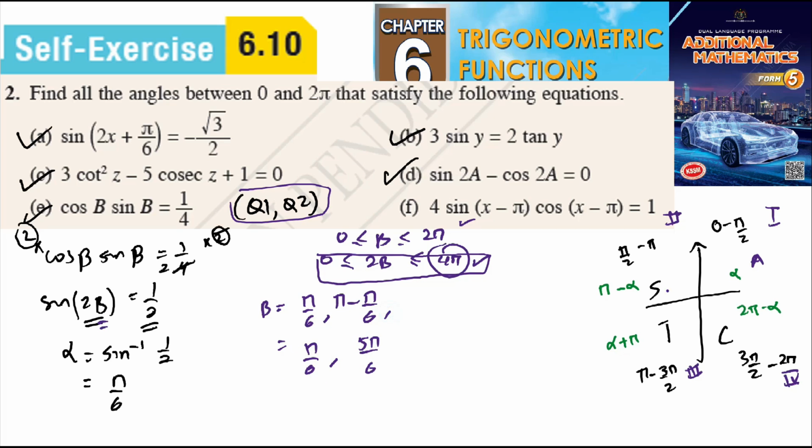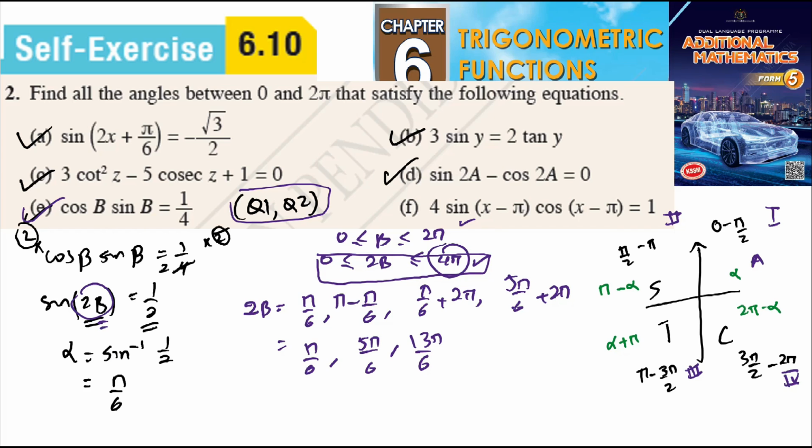Why do I do this? Because we know that when we are doing the second round, we just add 2 pi. So this one is pi over 6 plus 2 pi. And this one is 5 pi over 6 plus 2 pi. So here 2 times 6 is 12, 12 plus 1 is 13 pi over 6.